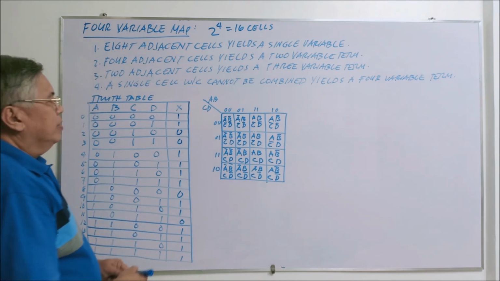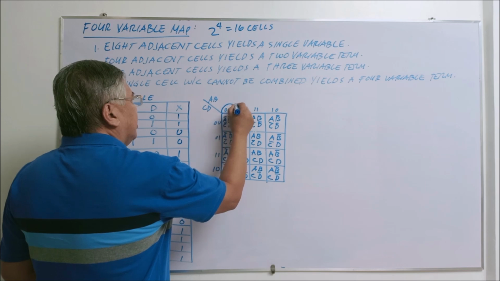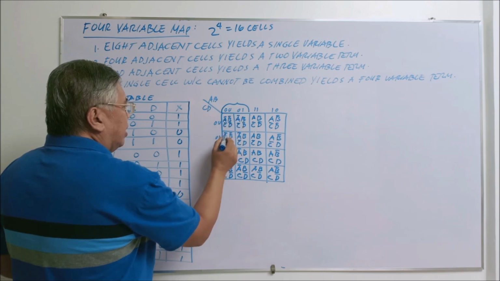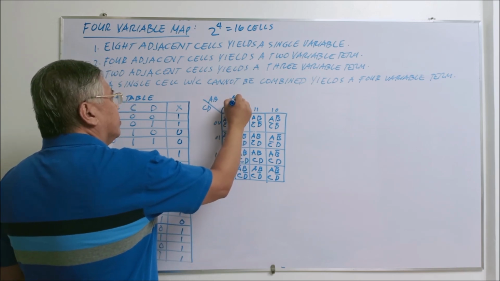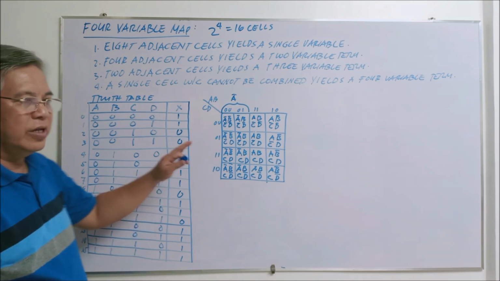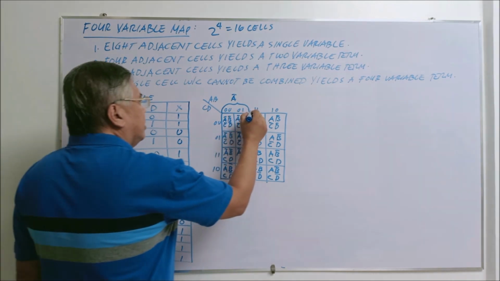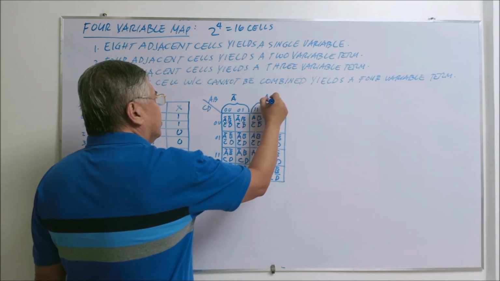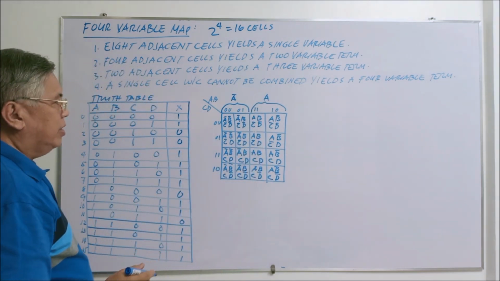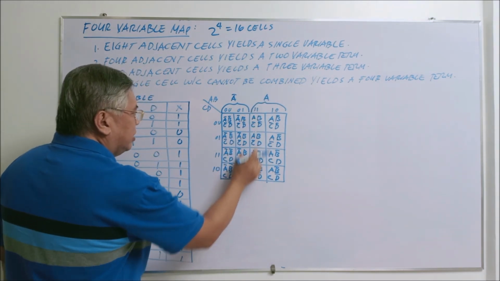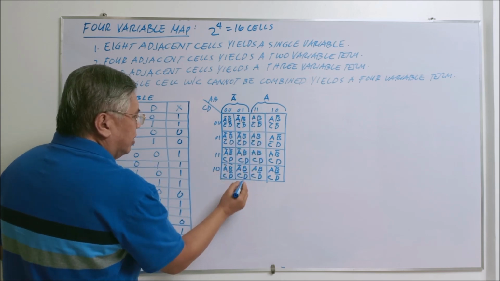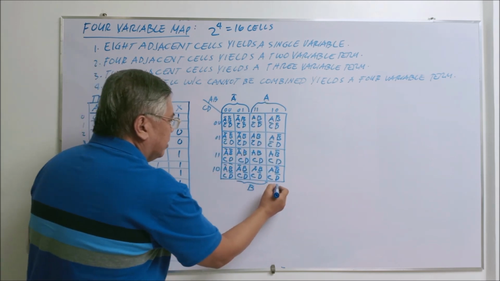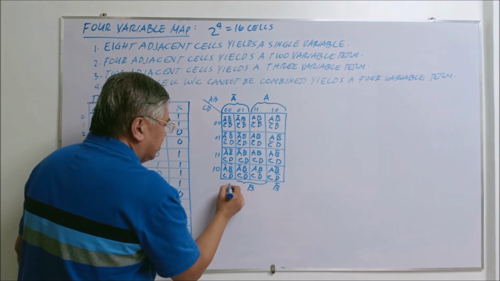Okay? If you notice, in these 8 cells here, the common is A bar. So these 8 cells belong to A bar. And this one here, another 8 cells, the common is A, so this belongs to A. And then for B, these cells here at the middle, 8 cells, the common is B. And then on this side, B bar.